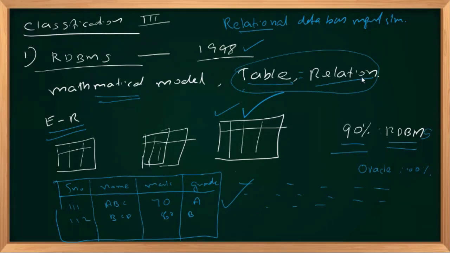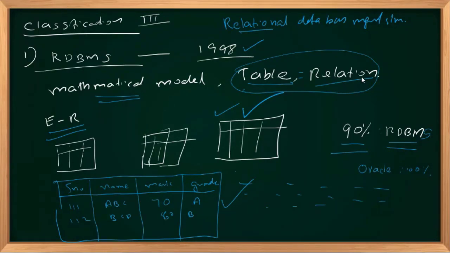So why is RDBMS called a mathematical model? A mathematical model means we have to connect different mathematical operations. For example, union, intersection, etc. We have to join different tables mathematically.